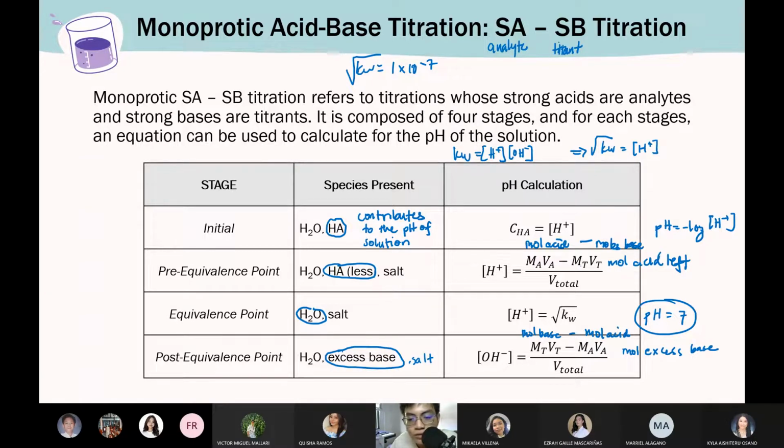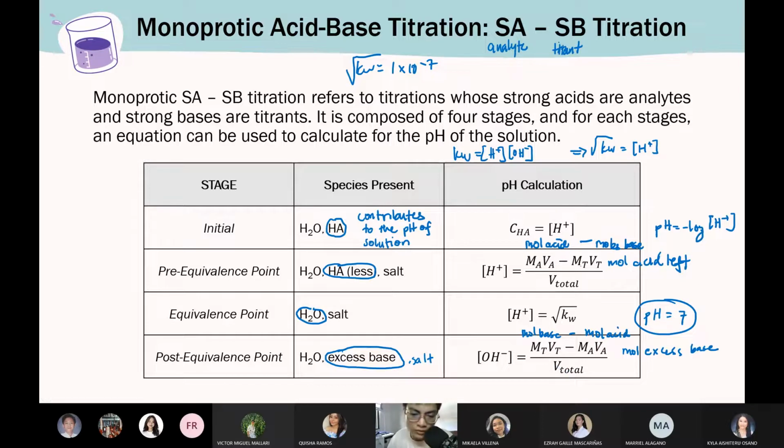And to get the moles, remember, MTVT lang tayo. Okay, so molarity titrant, volume titrant, minus molarity analyte, volume analyte. So mole ng base minus mole ng acid will give you the excess amount of the base. And syempre, when doing pH calculation, we want molarity. So, yung moles natin, we have to divide it by the total volume. So, ipag-add lang natin yung mga volumes.